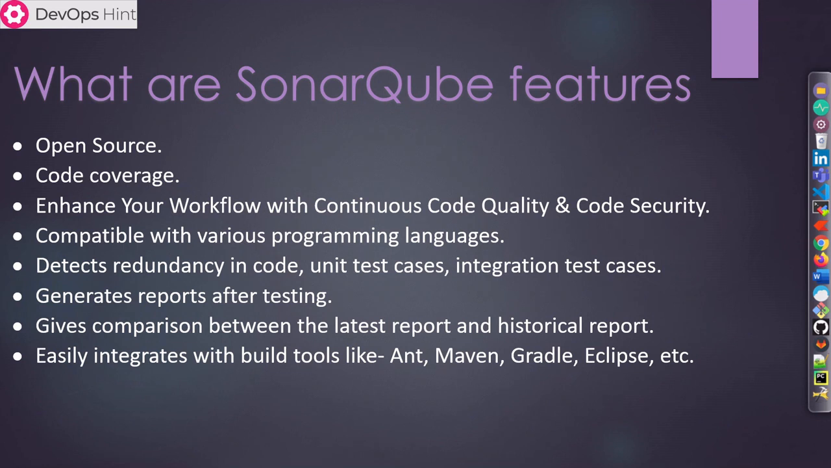So here are some SonarQube features like open source code coverage. It enhances our workflow with continuous code quality and code security. Then it is compatible with various programming languages. It also detects redundancy in code and performs some unit tests and integration tests. It also generates a report after testing. Then it gives a comparison between the latest report and the historical previous report, and it also gets easily integrated with build tools like Ant, Maven, Gradle, Eclipse, etc.